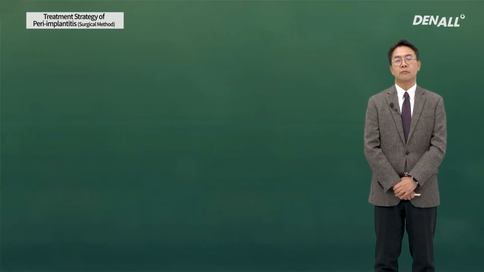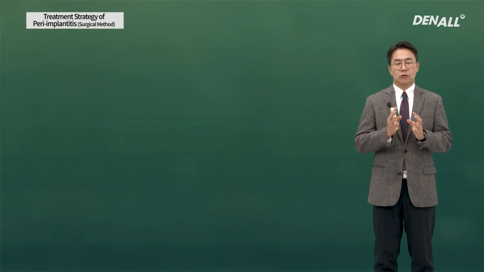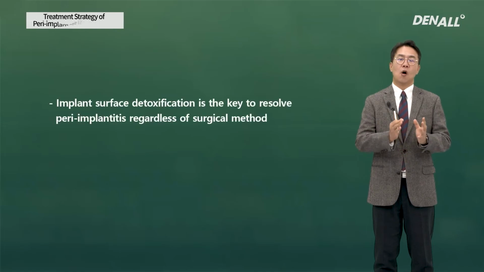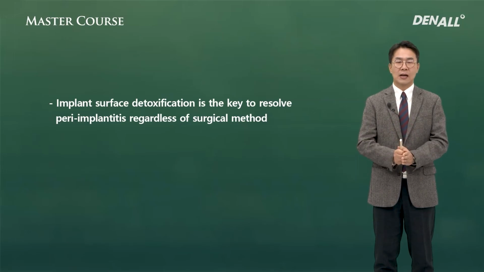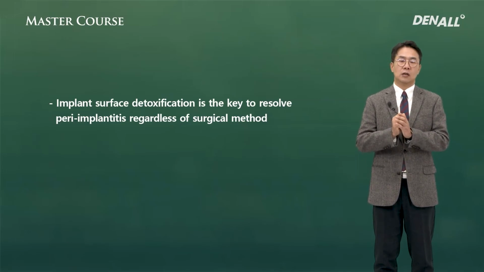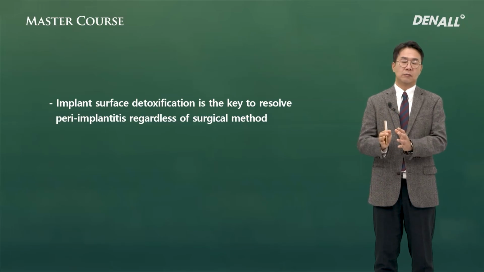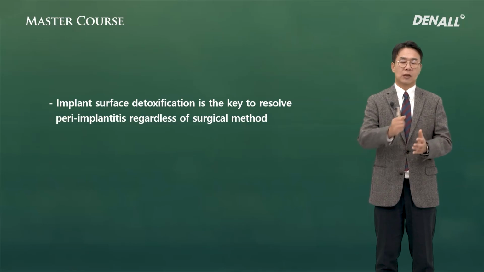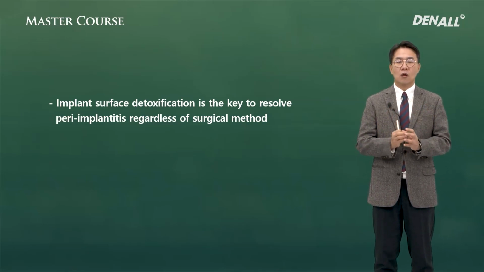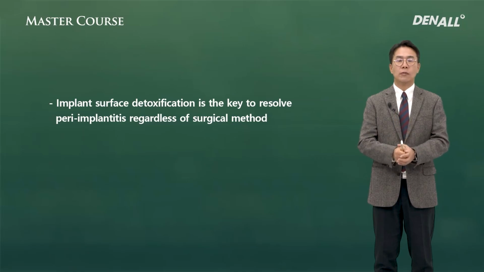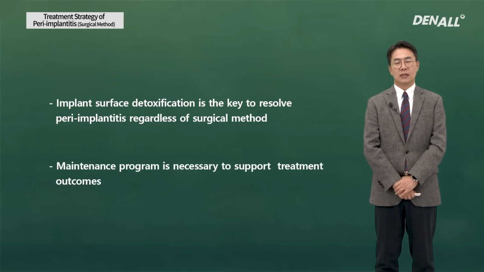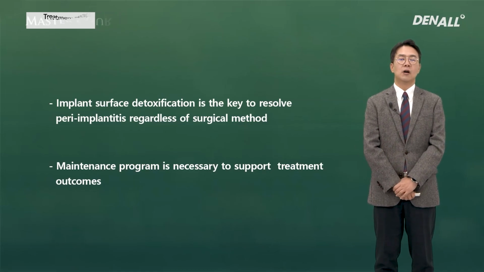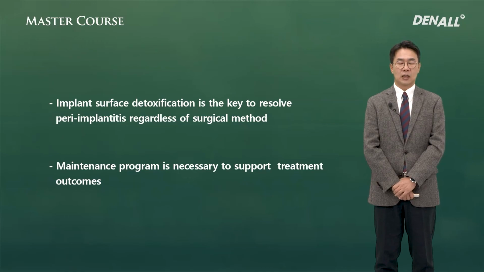Let's summarize. In treating peri-implantitis, the key point is to remove the contaminants off the implant surface regardless of the measure you use. You can use a chemical method or a physical, mechanical method to remove bacteria. Regardless of the approach you take, you need to detoxify the contaminated surface. That is most important. After that, you need to include the patient in the maintenance and care program and monitor constantly to prevent the recurrence of such disease.